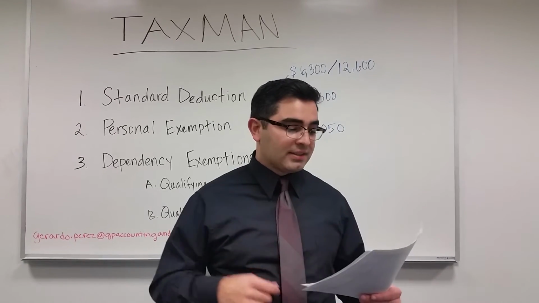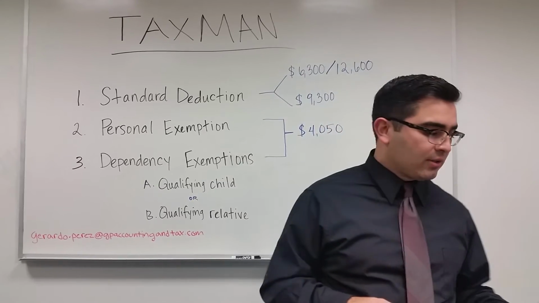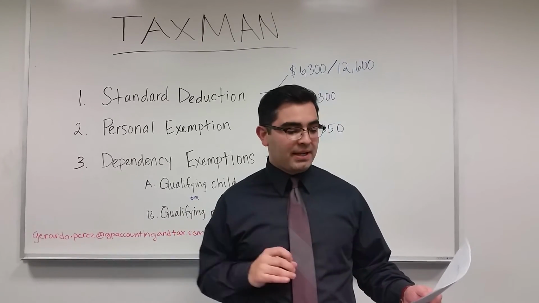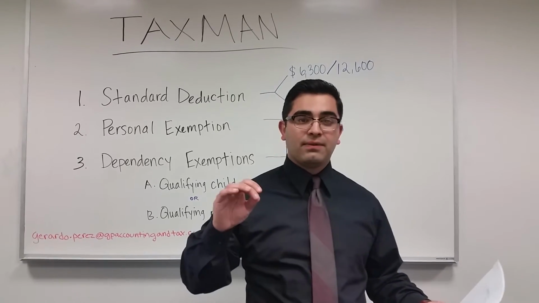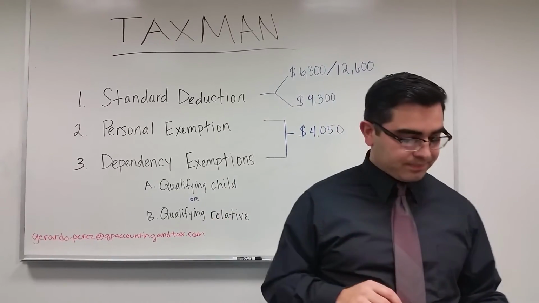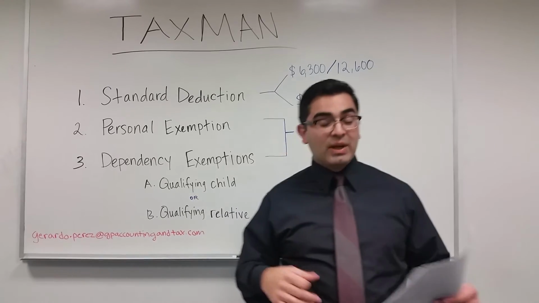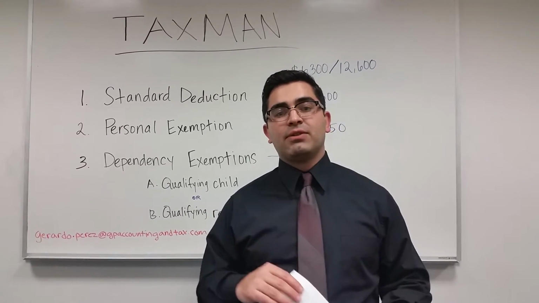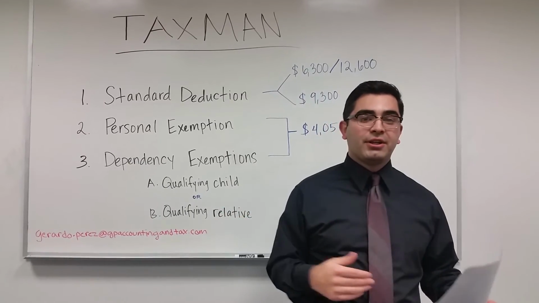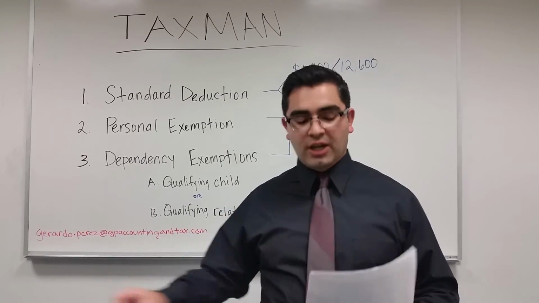The next criteria is the age limit test. In general, the child must be younger than the taxpayer and under age 19, or under age 24 if the child is a student. Third is a residency test. Your child has to live with you for more than half the year to be considered a qualifying child.